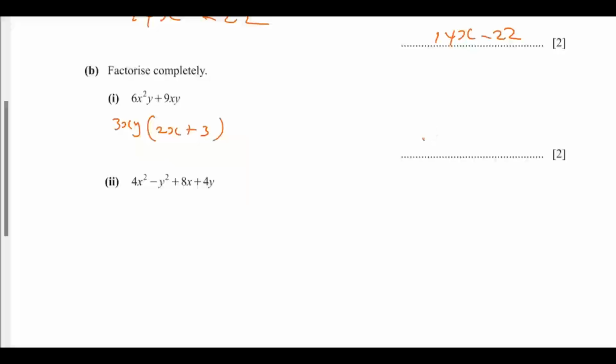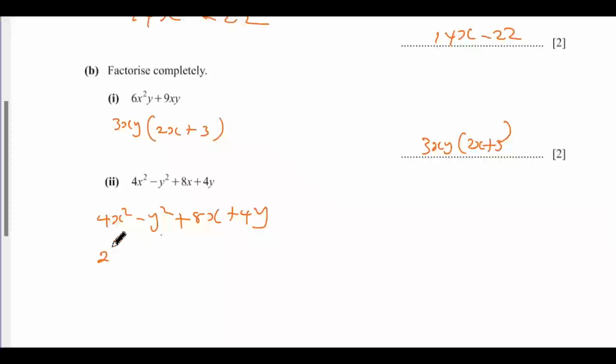So the final answer will be 3xy into 2x plus 3. Okay, so the next one, this is Roman figure 2. Here we have 4x squared minus y squared plus 8x plus 4y. What you can do here is write this and this as a difference of two squares, because if you try to group them and rearrange them, it will be impossible to factorize them.